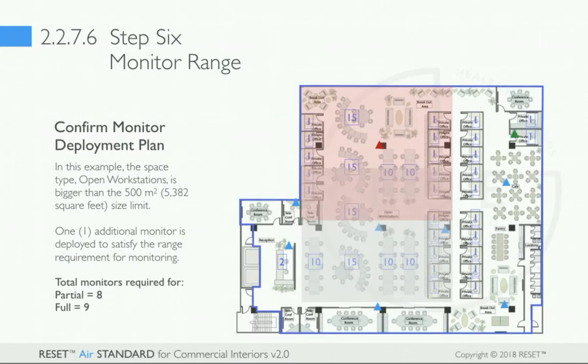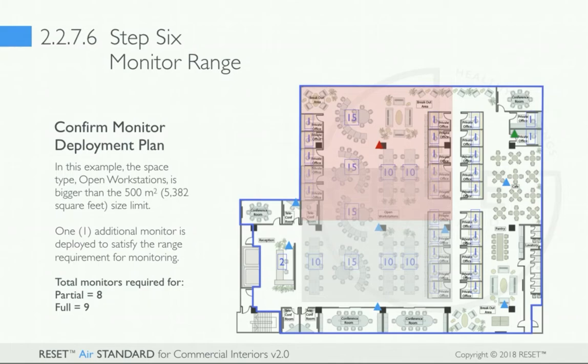So in our case, to ensure that we have deployed properly, the space type, open workstations, is bigger than the 500 square meters size limit. So we need to deploy an additional monitor to satisfy the range requirement for monitoring. Now we understand that air is not square, but our requirement is in square meters. So we would like teams to indicate in square meters an area that shows what coverage you have from your monitors as they are deployed for your occupancies, as well as for your space types.